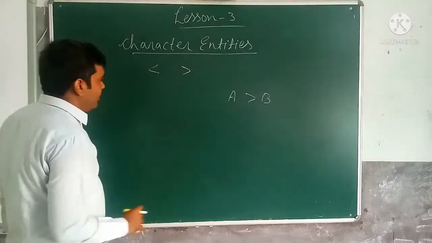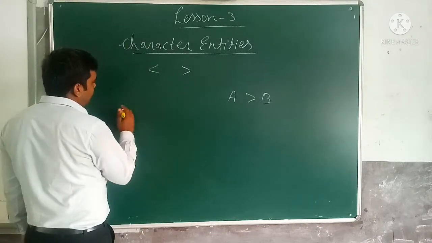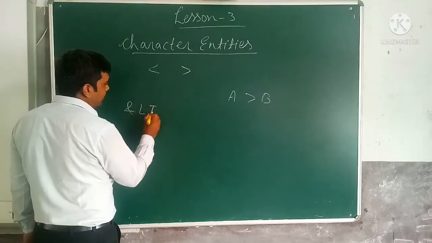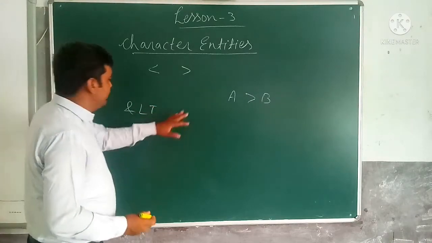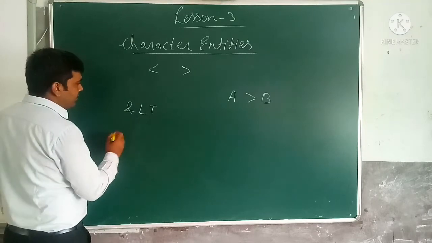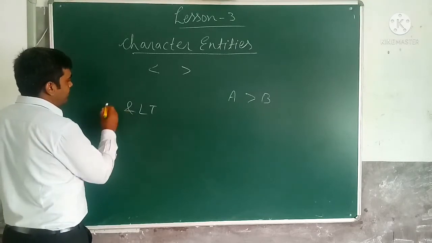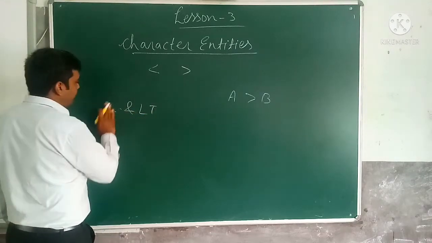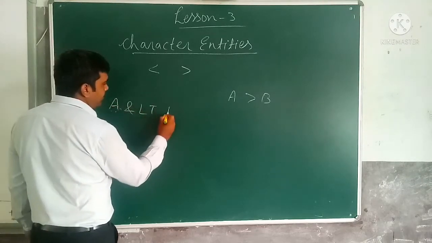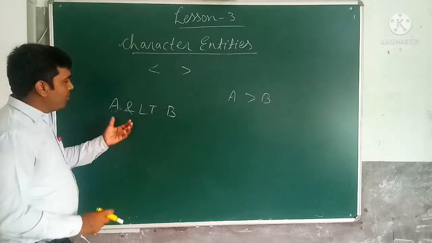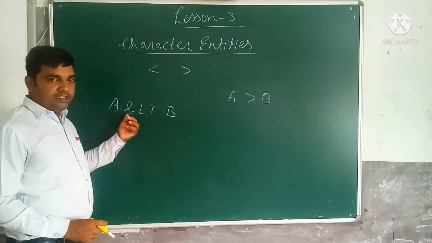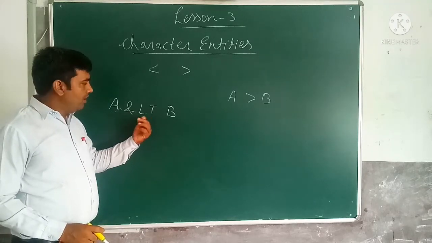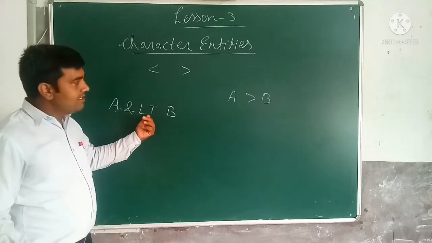So in the HTML code, we have to write an ampersand symbol. For less than, we use LT. So see how we write the HTML code inside the body. Inside the body you write A, ampersand LT, B. When the browser executes, after the ampersand it will find LT. It will understand that in the place of LT, it has to place the less than symbol.